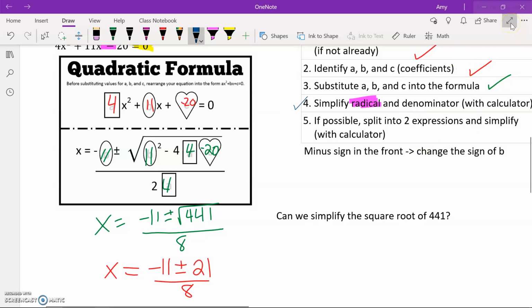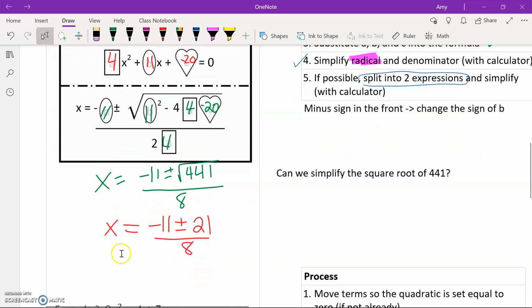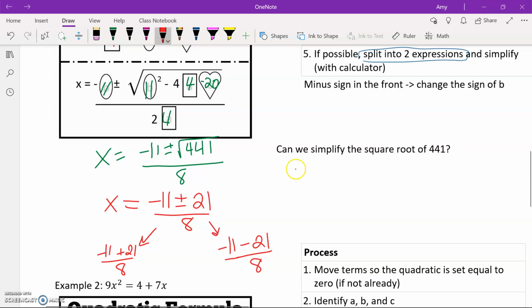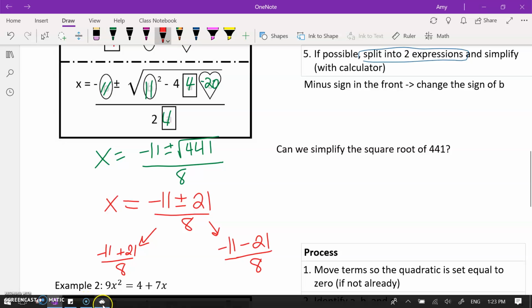And we've simplified everything as much as we can, so we did step 4. Our last step is, if possible, split it into 2 expressions and simplify. So because I got rid of my radical, I can split this into 2 expressions. The first one is negative 11 plus 21 over 8. And the second one is negative 11 minus 21 over 8. Remember that plus or minus is showing us that there are 2 different numbers.